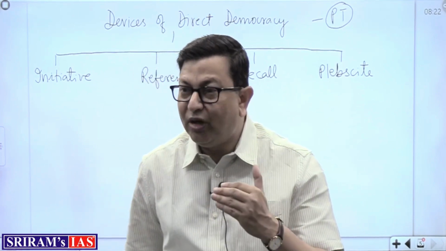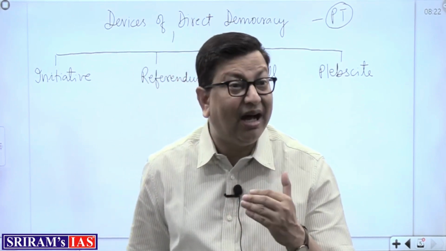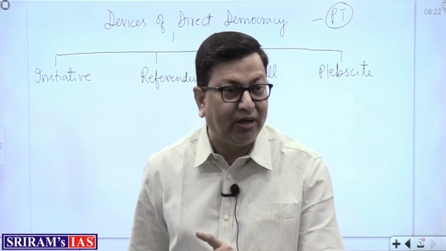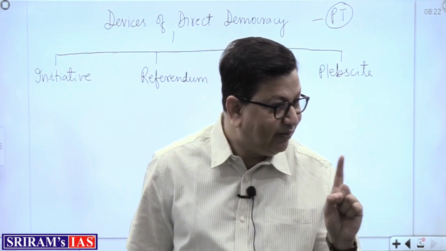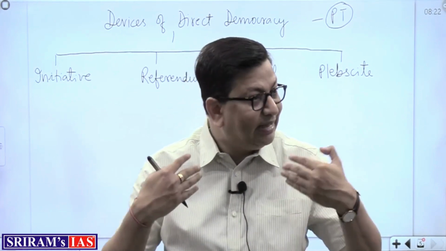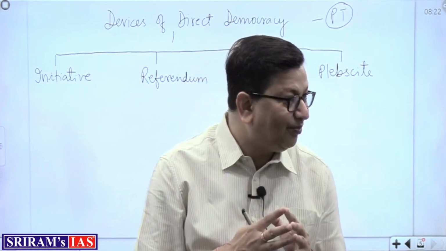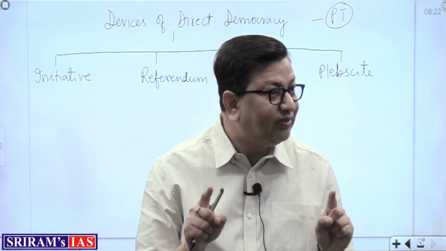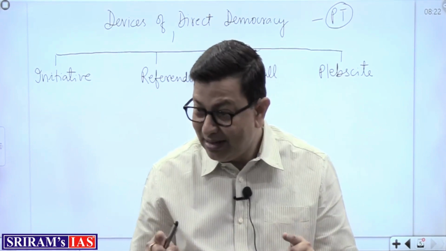Suppose if the people of Jammu and Kashmir are asked that whether Jammu and Kashmir should be given autonomy or not, it will be a plebiscite. It will not be a referendum. Referendum is a law that is made. It is referred to the people for approval. Plebiscite, a law has not been made, but the views of the people is being ascertained that what is your view on this.